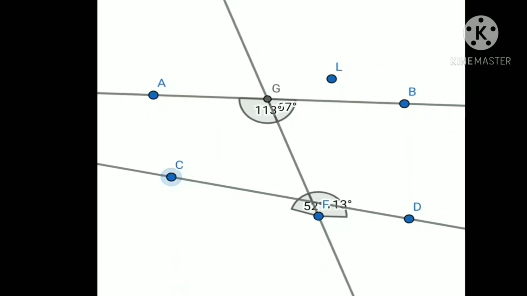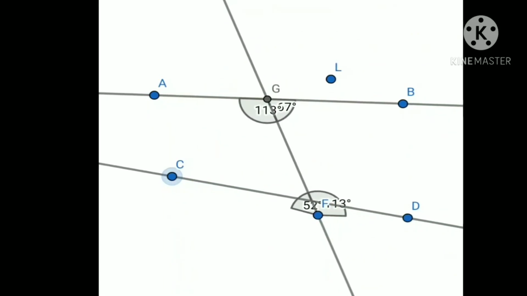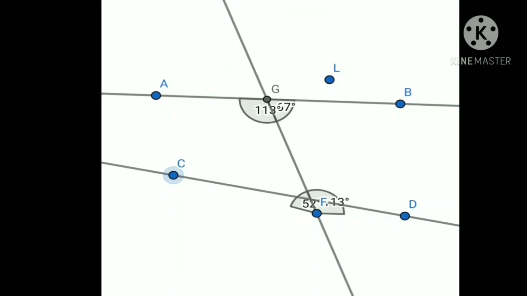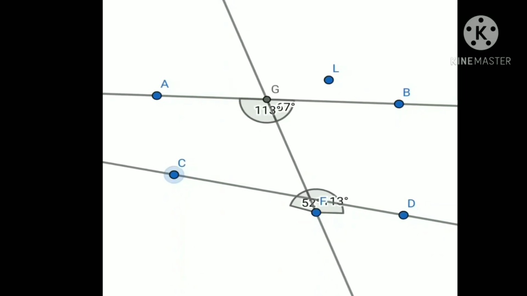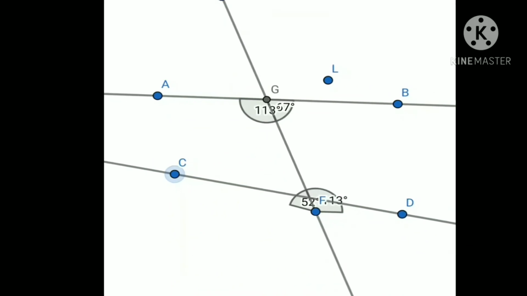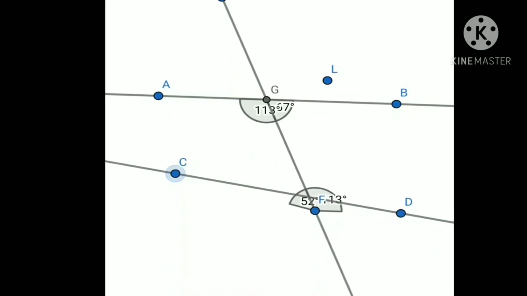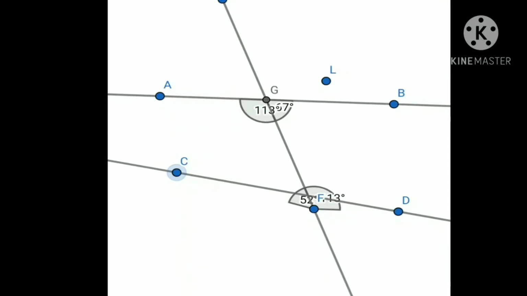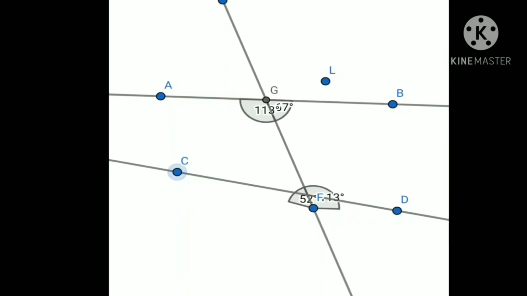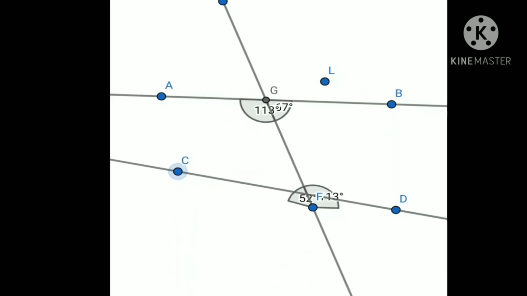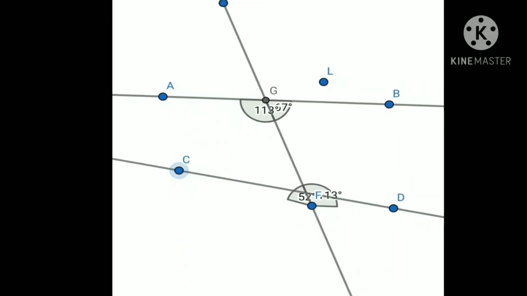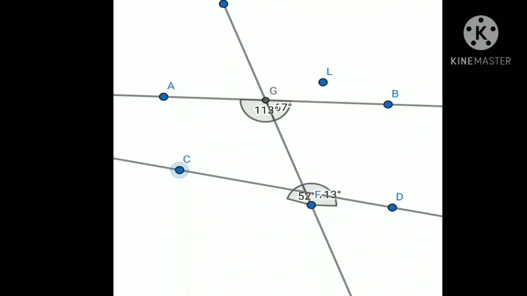Next we check the condition for co-interior angles. We learned corresponding angles are equal when the lines are parallel. Alternate interior angles are equal when the lines are parallel. Then what about the co-interior angles? If the lines are parallel, then the co-interior angles are supplementary. Supplementary means the sum should be 180 degrees.